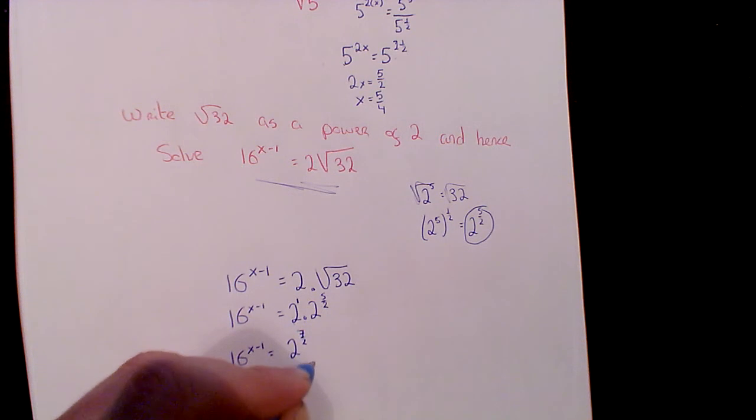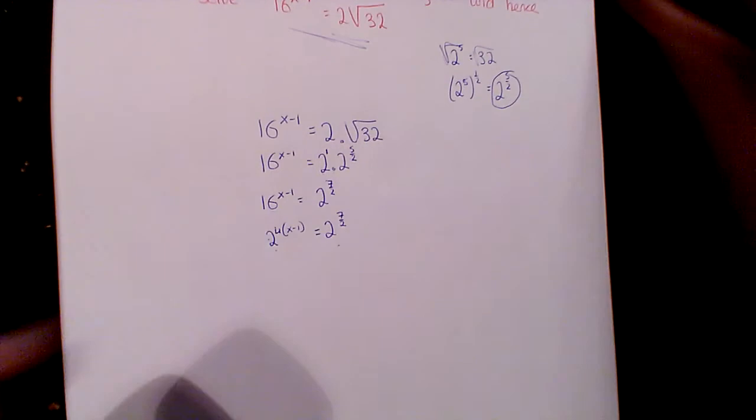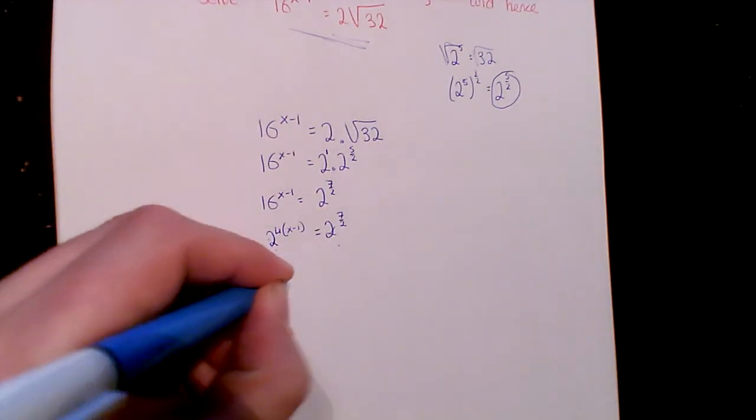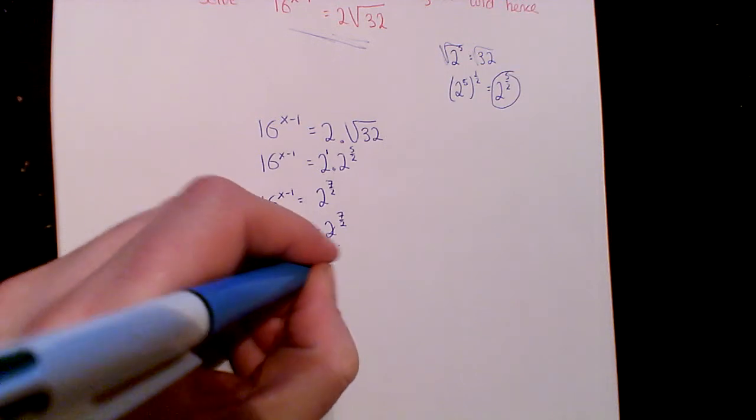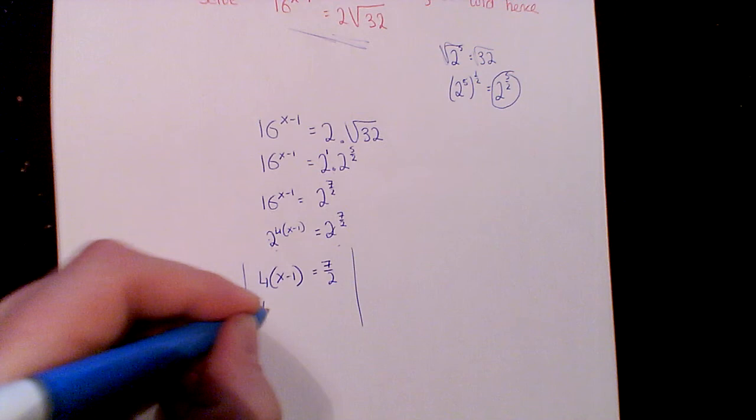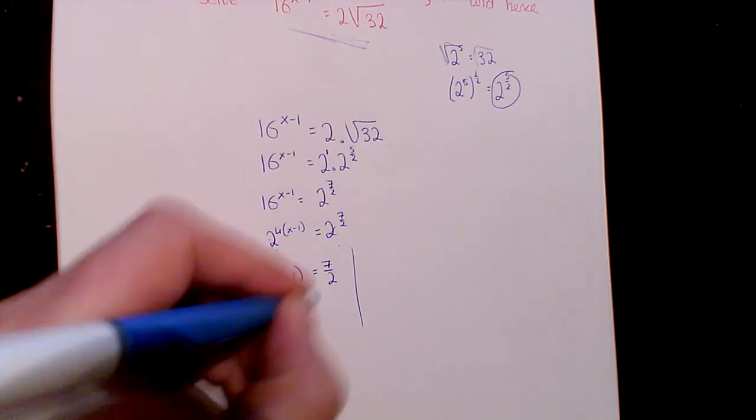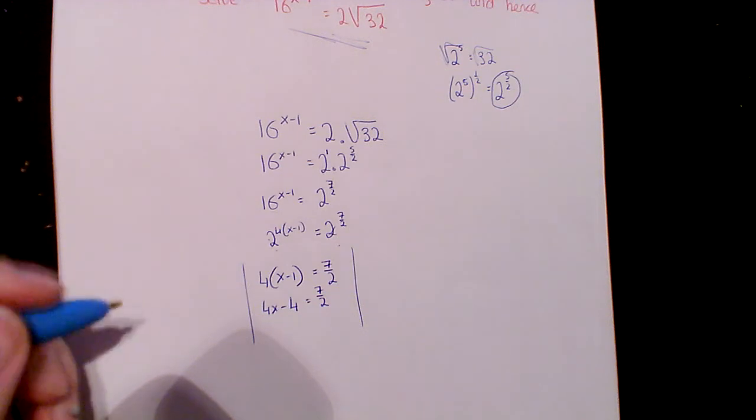And that all equals 2 to the power of 7 over 2. Now my bases are the same, so forget about them. Now we have 4 multiplied by x minus 1 equals 7 over 2. A bit of algebra, I'll simplify this first: 4x minus 4 equals 7 over 2.